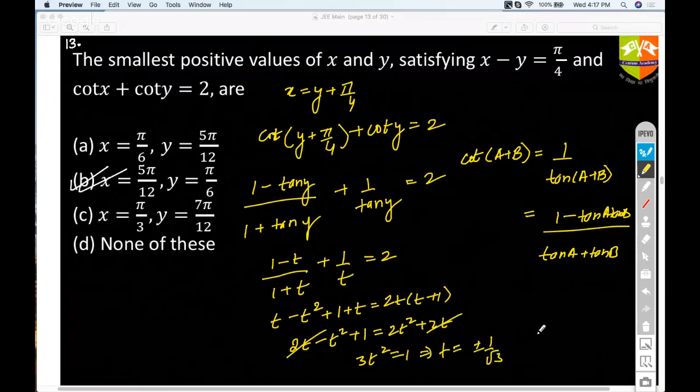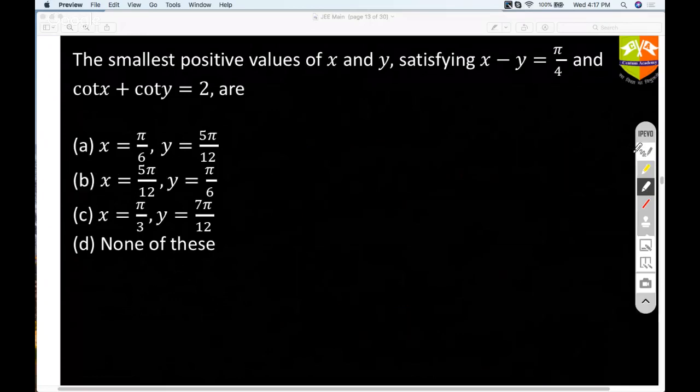So the smallest positive value will come when you have tan theta is plus 1 by root 3. So theta has to be pi by 6, or in fact you can say y has to be pi by 6. So that's only given by option B, and y is pi by 6. That means x has to be 5 pi by 12. So option number B is correct. Let's move on to the next one.